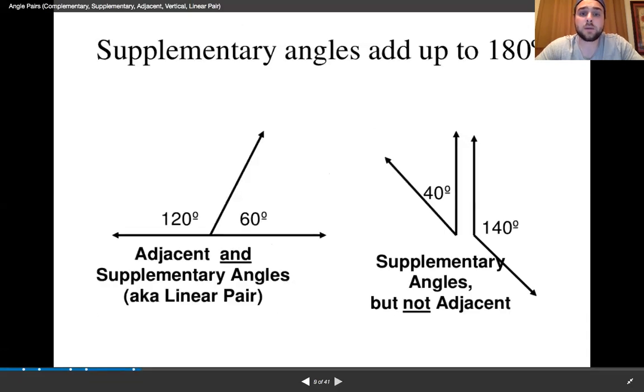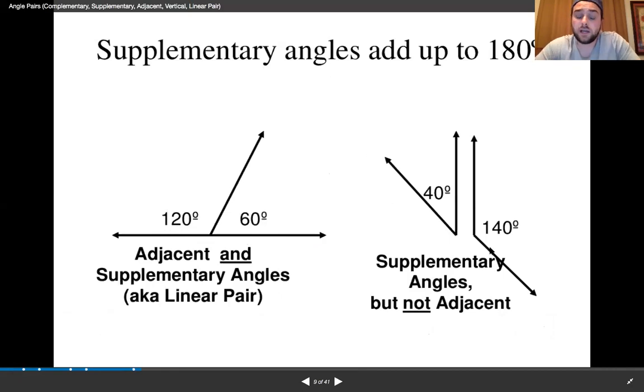Now let's talk about supplementary angles. These are angles that add up to 180 degrees. So when you look here, this would be an example of an adjacent supplement. Once again, you see it's got that ray coming off here, and they're equaling 180 degrees. So 120 plus 60 gives you 180.